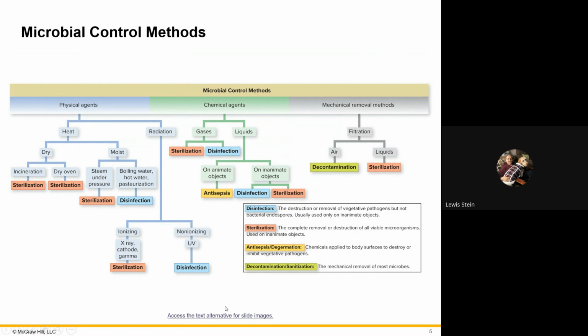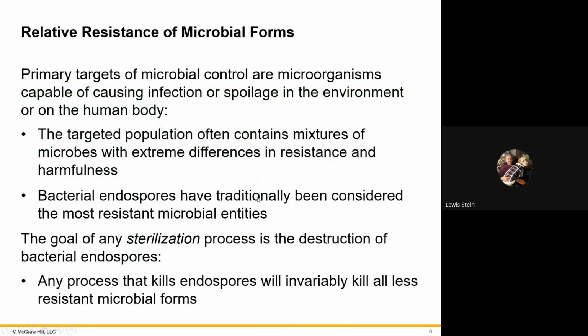Terrible woman. So disinfection: destruction or removal of vegetative pathogens, but not endospores, not usually, and only on inanimate objects. Sterilization: all viable microorganisms, bacteria and endospores, on inanimate objects. You can't sterilize skin, it's living. Antisepsis: chemicals applied to body surfaces. Pathogens are capable of causing infection or spoilage in the environment or on the human body.